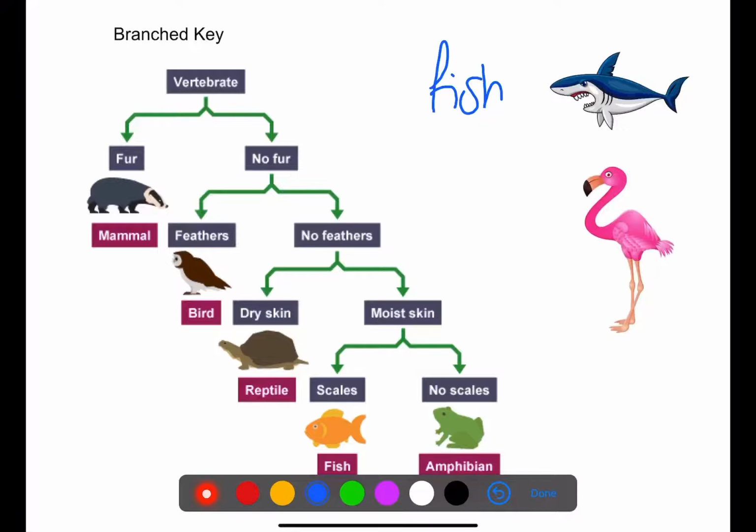Try this example yourself. So the first decision is, does it have fur or no fur? So this has no fur. Does it have feathers or no feathers? It has feathers, which means it's in the bird category.